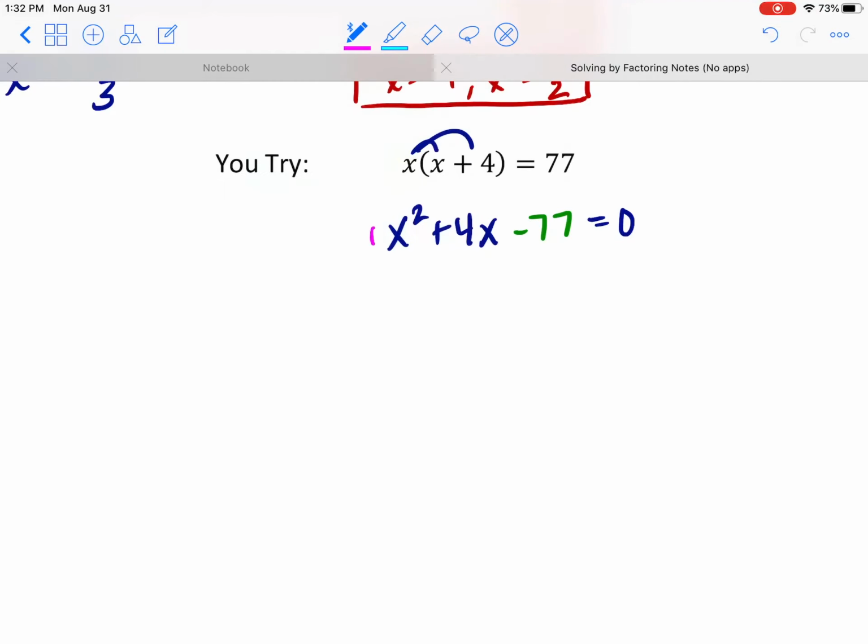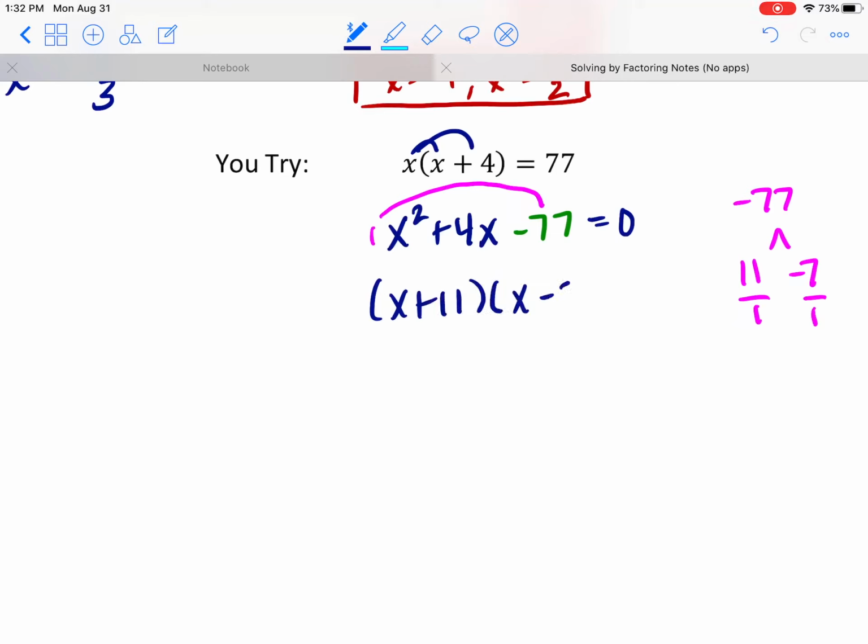So now we're in order, equal to 0. And we can factor: factors of negative 77 that make positive 4 are going to be 11 and 7, if the 7 is negative. Dividing by 1 is not going to change those. So this is going to factor into (1x + 11)(1x - 7), which means our solutions are going to be negative 11 and positive 7.